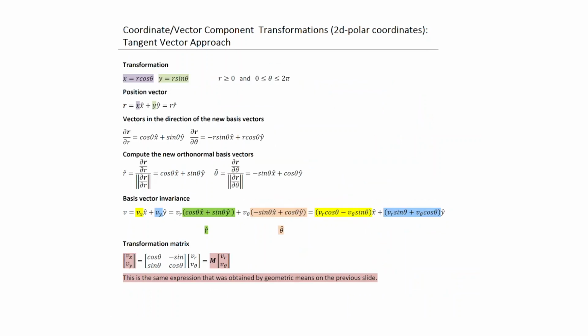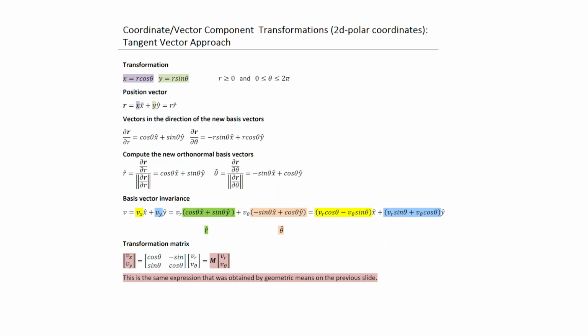So let's look at the same problem redone. The transformation is x equals r cos theta, y equals r sine theta. Again, there are limits on r and limits on theta, which maps out the xy domain. The position vector would be x x hat plus y y hat, but in polar coordinates, that would just be r r hat. That's the equivalent position vector in polar coordinates. No mention of theta here, by the way.